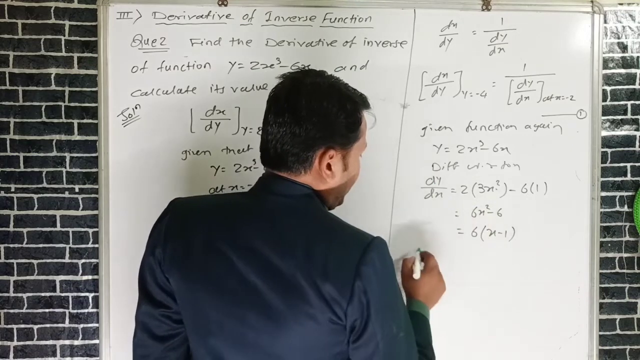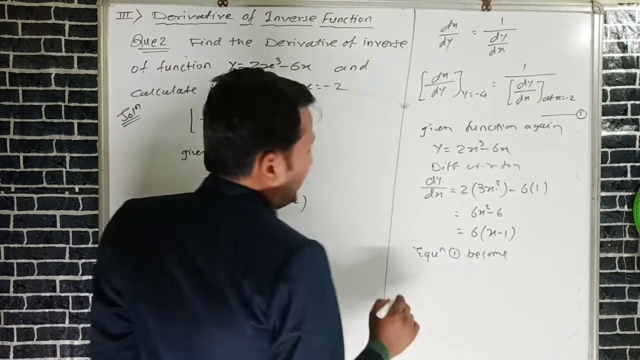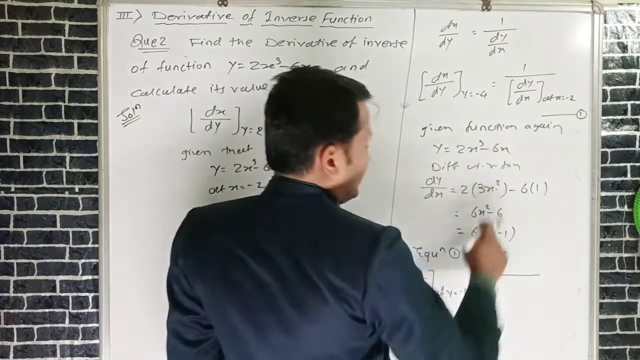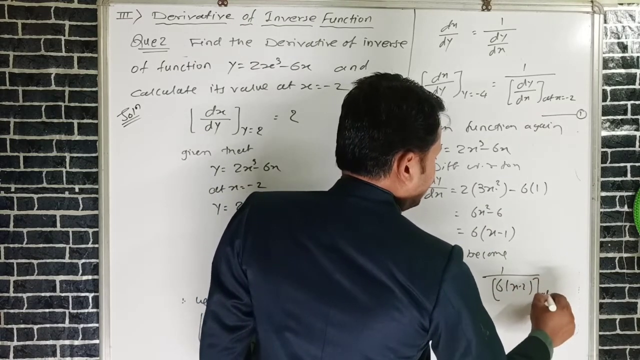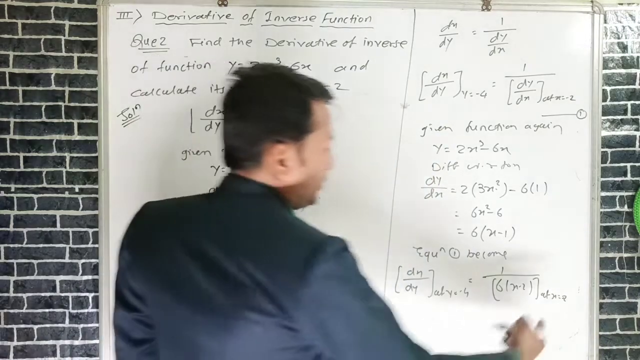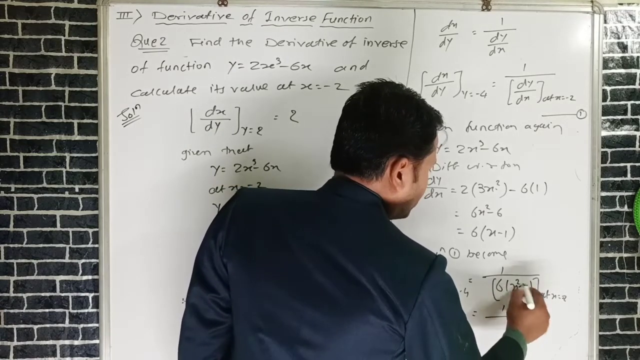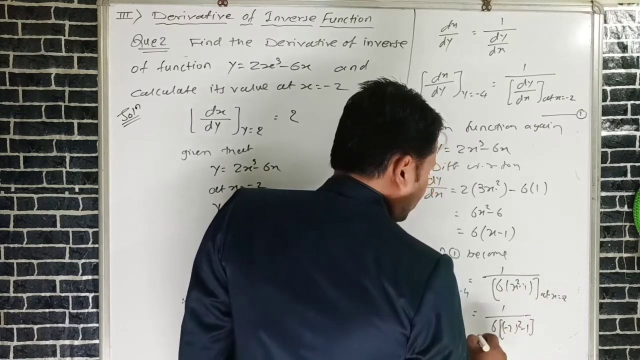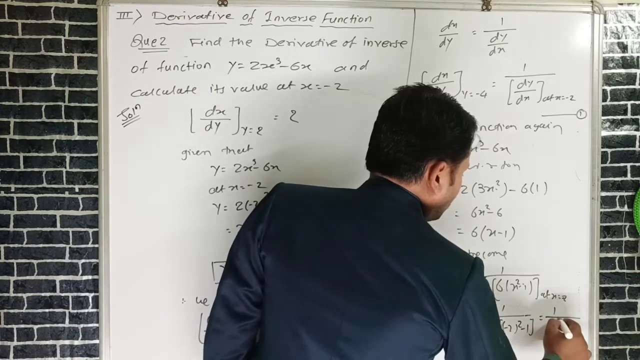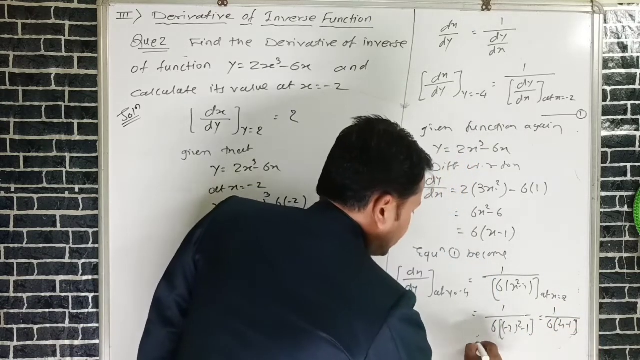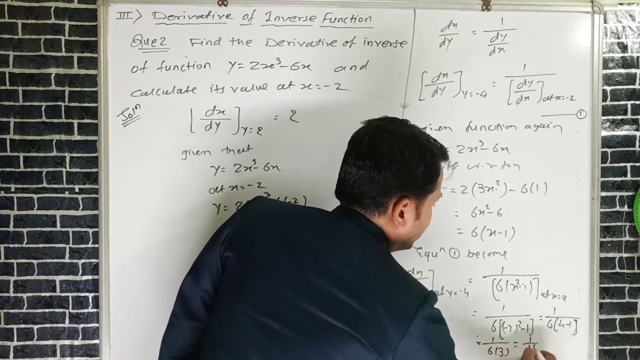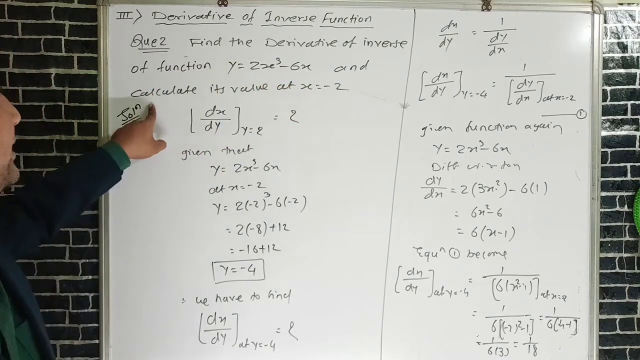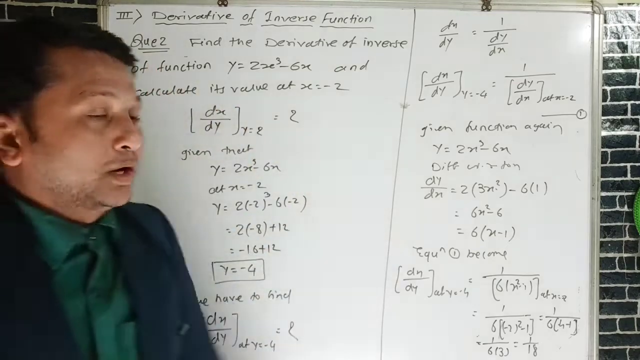Put this value of dy by dx in equation 1. We get the required answer: dx upon dy at y equals minus 4 is equal to 1 upon dy by dx, which is 6 into x square minus 1, at x equals minus 2. If we replace the value of x with minus 2, we get 1 upon 6 into minus 2 square minus 1. The value of minus 2 square is 4, so it is 1 upon 6 into 4 minus 1, which is 3. That is 1 upon 6 into 3, equal to 1 upon 18, which is the required value of the derivative of the inverse of the function y equals 2x cube minus 6x, calculated at y equals minus 4: 1 upon 18.